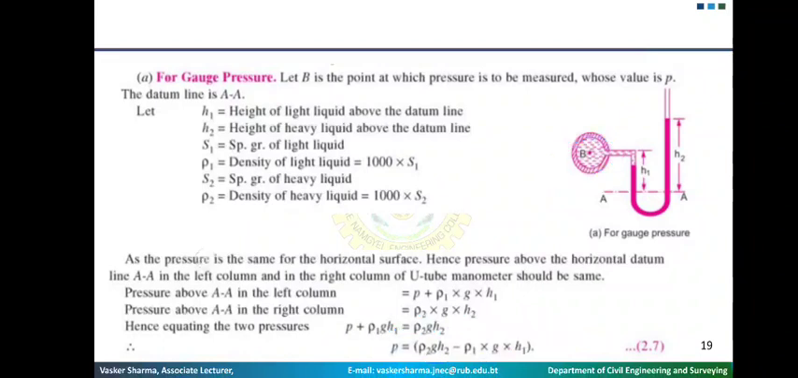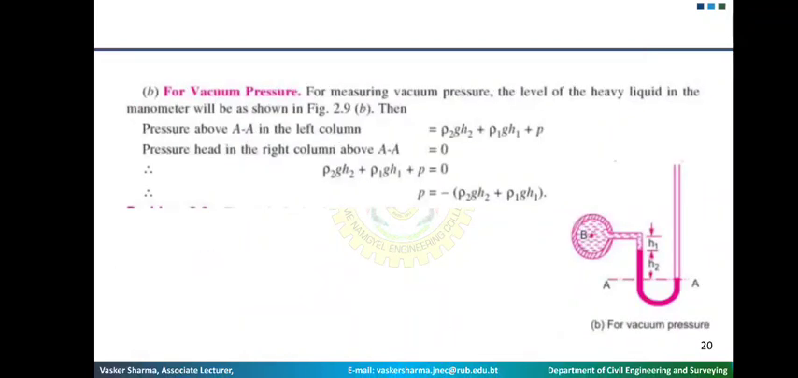So in case of gauge pressure, in case of vacuum pressure, as I told you, the datum will be at the minimum mercury level. So here it is correctly mentioned. So here, AA is at the right point. So now with respect to the left column and right column, the pressure from this one and the pressure at this one will be the same.